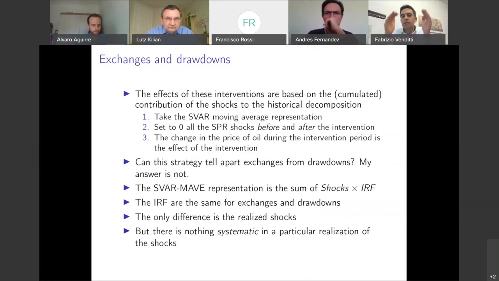But if you use this strategy, can you really tell apart a systematic difference between exchanges and drawdowns? My answer is I don't think so, in the sense that the moving average representation of this VAR is just the sum of shocks times impulse response functions. But the impulse response functions are the same for exchanges and drawdowns because these are the same shocks. So the only difference is the realized shocks. I don't think you can really distinguish between these two strategies by looking at just one shock.